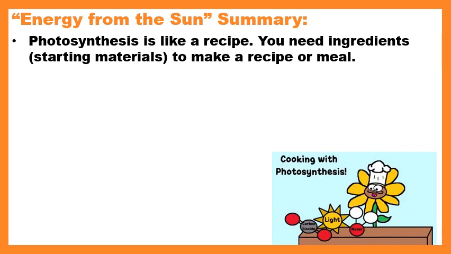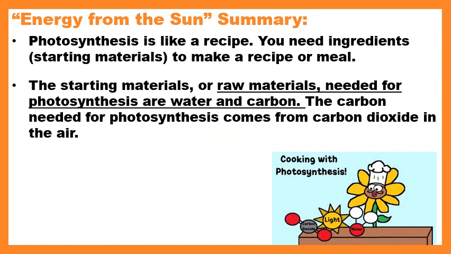So, photosynthesis is also going to use ingredients. The starting materials, or sometimes we'll call them the raw materials, needed for photosynthesis are water and carbon. The carbon needed for photosynthesis comes from carbon dioxide in the air. So take a deep breath in and out. You are breathing in and out carbon dioxide. There's always a little bit of carbon dioxide in the air. And when we breathe out, we as humans breathe out carbon dioxide.